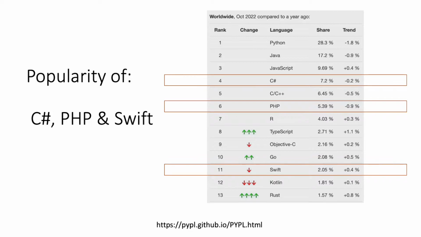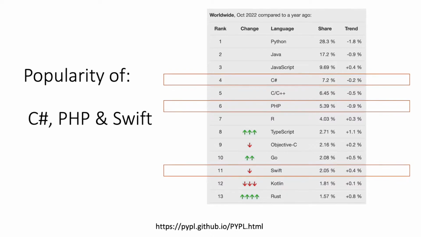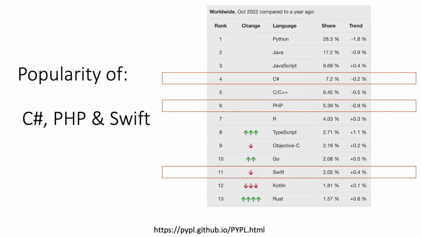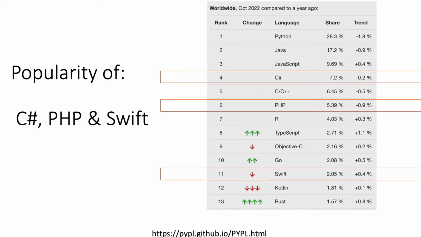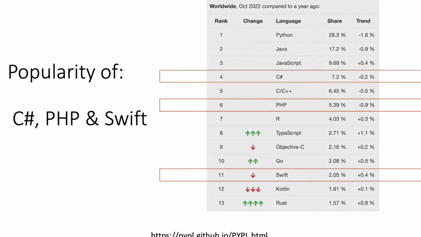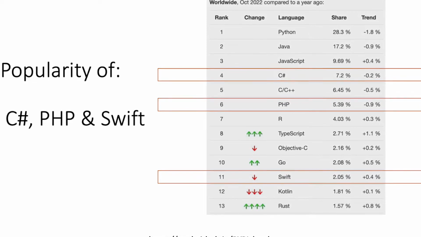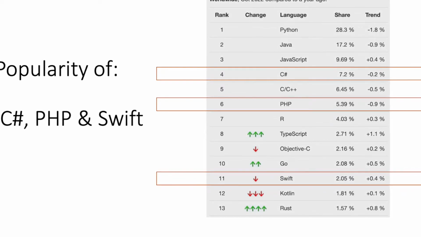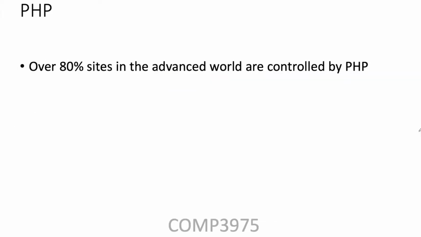This list represents the most popular software development languages currently. C# is number 4, PHP is number 6, and Swift is number 11. So this goes to show that even though C# is not number 1, the other languages that are ahead of it are Python, Java, and JavaScript. At BCIT, you get a good idea about Java and JavaScript, but C# is also important and it is worth learning. PHP drives about 80% of sites around the world.